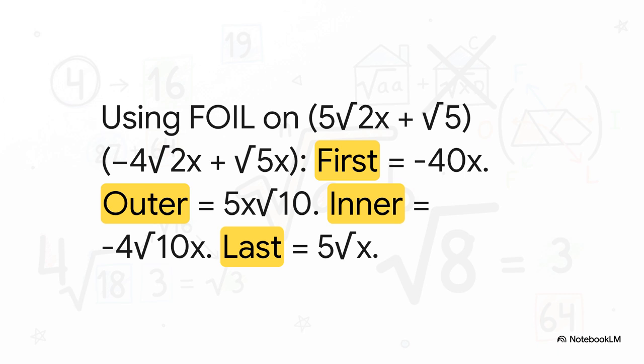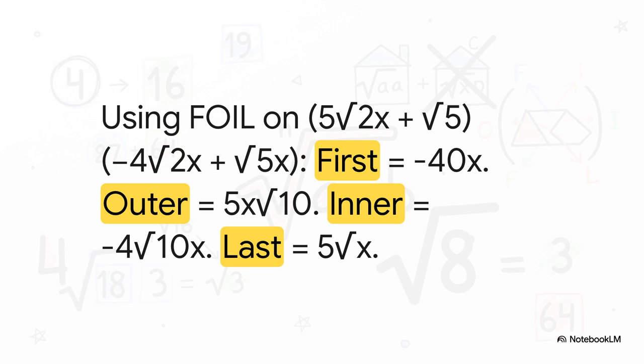That's 5 root 2x times negative 4 root 2x. Outside times outside, 5 times negative 4 is negative 20. Inside times inside, root 2x times root 2x is just 2x. So we've got negative 20 times 2x, which simplifies to negative 40x. One down. Next, O for the outer terms.